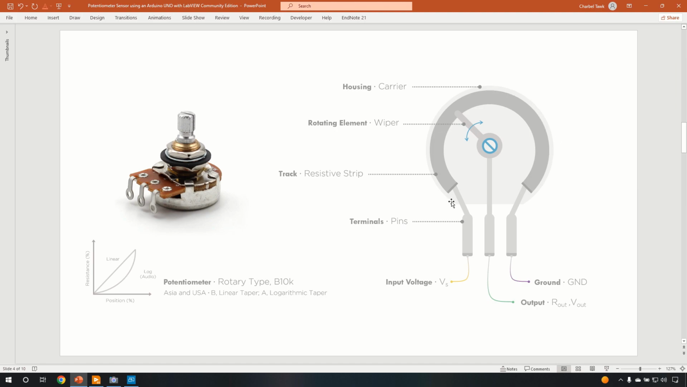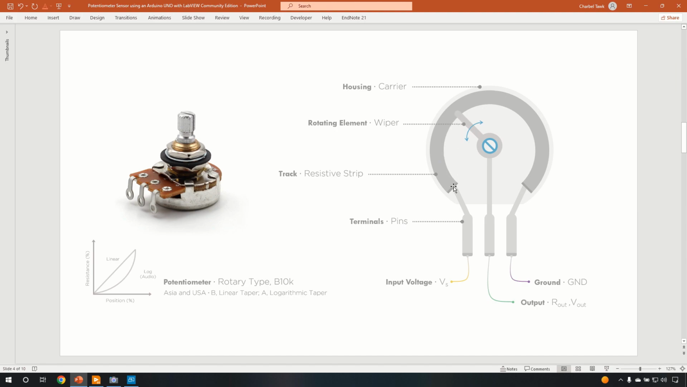This is the structure holding everything together. On it, we have a resistive strip or a resistive track. And this is the resistive element that is essentially used in order to have a variable resistor or a potentiometer. On it sits a wiper, which is the rotating element. And this wiper can be rotated clockwise and counterclockwise. Now notice here how this wiper touches the resistive strip. So by rotating this wiper clockwise and counterclockwise, we can change the effective length of the resistive track.